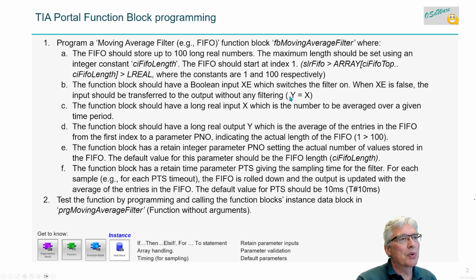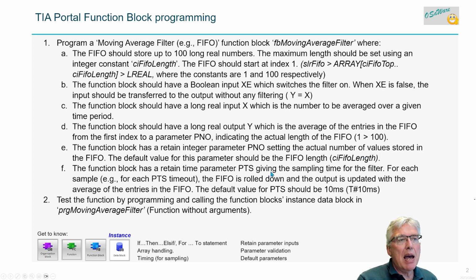Input X, which is the one that's being averaged, and the output Y, which is the average of the entries in the FIFO at any time. And from the first index, the parameter number of entries, which should be between 1 and 100. So we don't have to use all these 100 values if we don't want to. The function block retains integer pno, which is the parameter, the actual number stored in the FIFO.